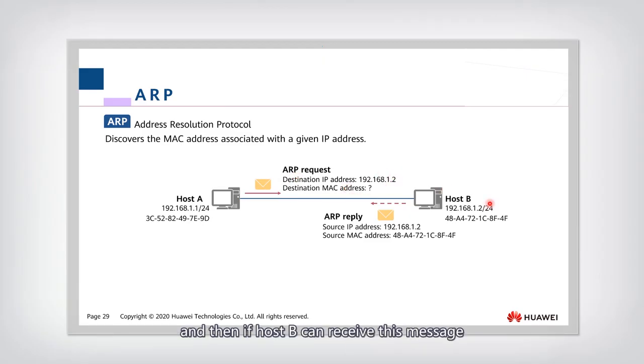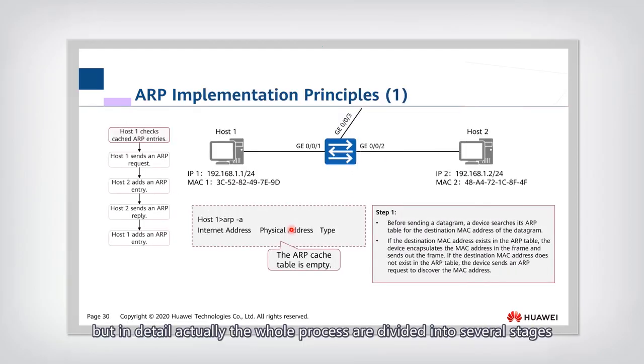And then if host B receives this message, he can reply with an ARP reply and write his own MAC address into this reply message. Then host A knows, oh yeah, for this IP address, the corresponding MAC address is like this. So this is the overall process for the ARP protocol. But in detail, the whole process is divided into several stages.